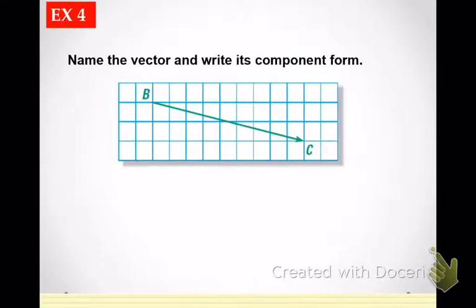So here's a vector. Its initial point is here at B, and its terminal point is here at C. So it does end. So it's not a ray, it's a vector. And you see the direction is what? Down to the right. The magnitude would be the length of this, right? Which we could also find, but for right now, we just want the component form. The vertical component. From B to C, how did it move vertically? Oh, sorry, not vertically. We want the horizontal component first.